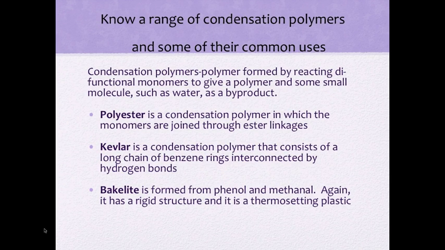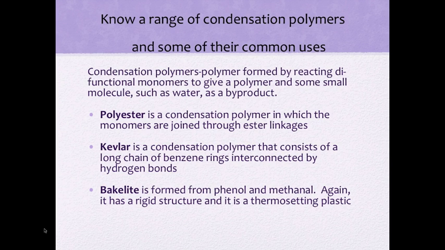Now there are condensation polymers. Condensation polymers are polymers formed by difunctional monomers to give a polymer and some small molecule such as water. Polyester is an example. Polyester is a condensation polymer that has two monomers or more connected through ester linkages.